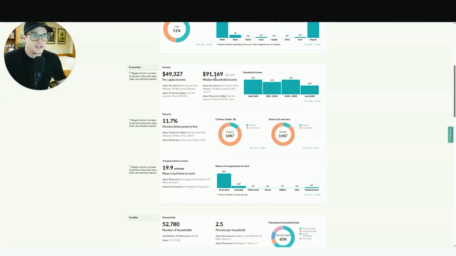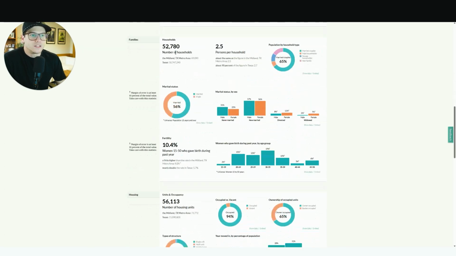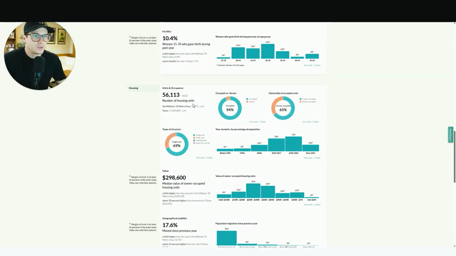So we can see that income data. We can see, where is it at? Unit occupancy, occupied versus vacant. Here's renter occupied. So 35%. And when I hover over that, you can see in that little box it says about 10% higher than the rate in the Midland, Texas metro area, and about 90% of the rate in the state overall. You can kind of compare that.